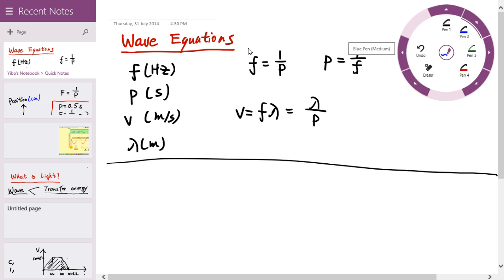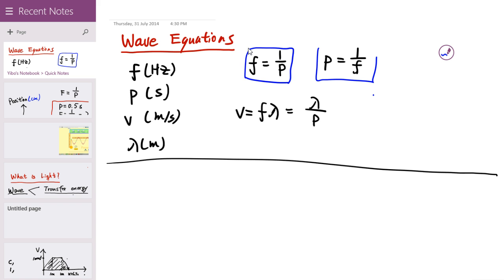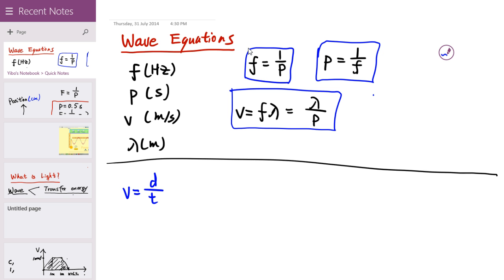So those are the equations you need to be able to use. If you want, I'm going to show you where this equation comes from. We learned that velocity is basically distance divided by time, which is meters per second.